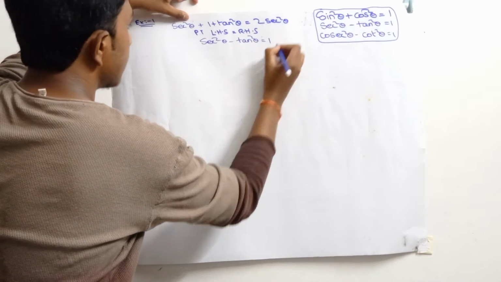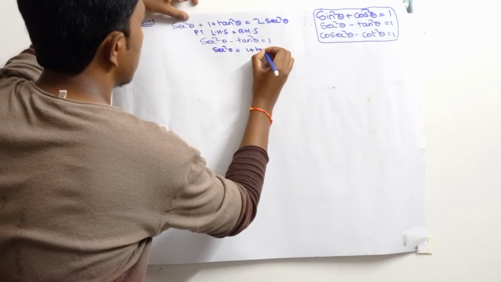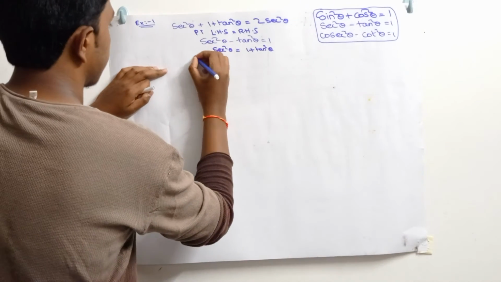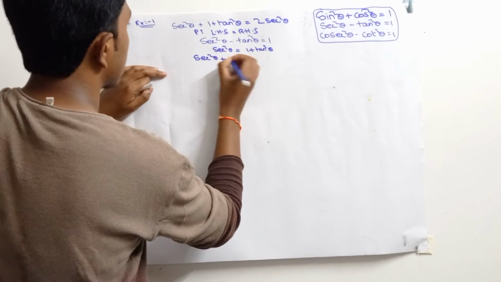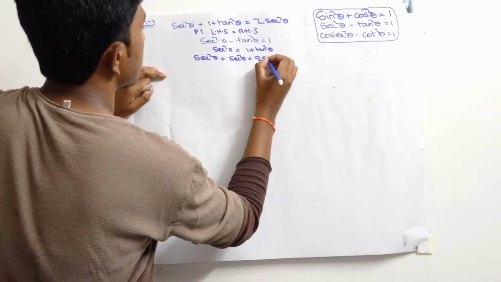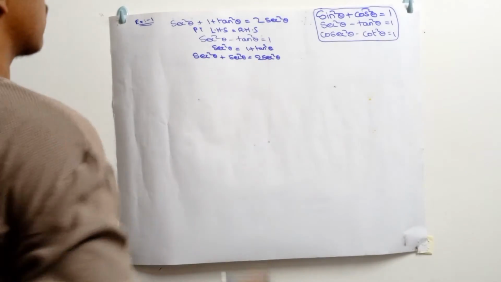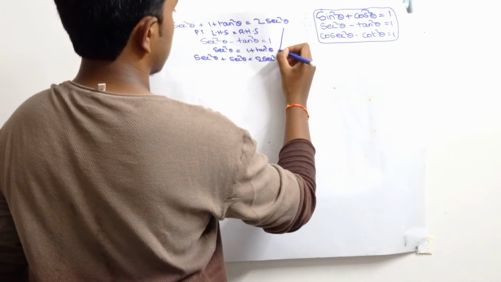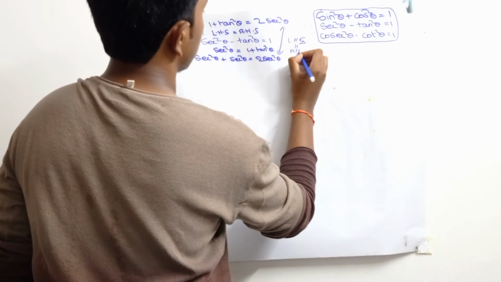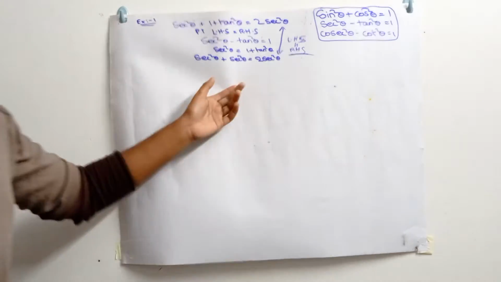So when I shift this sin square theta here, that means tan square theta, 1 plus tan square theta is left with secant square theta. Secant square theta plus secant square theta is equal to 2 secant square theta. LHS is equal to RHS. Done. So these identities are used in this way.